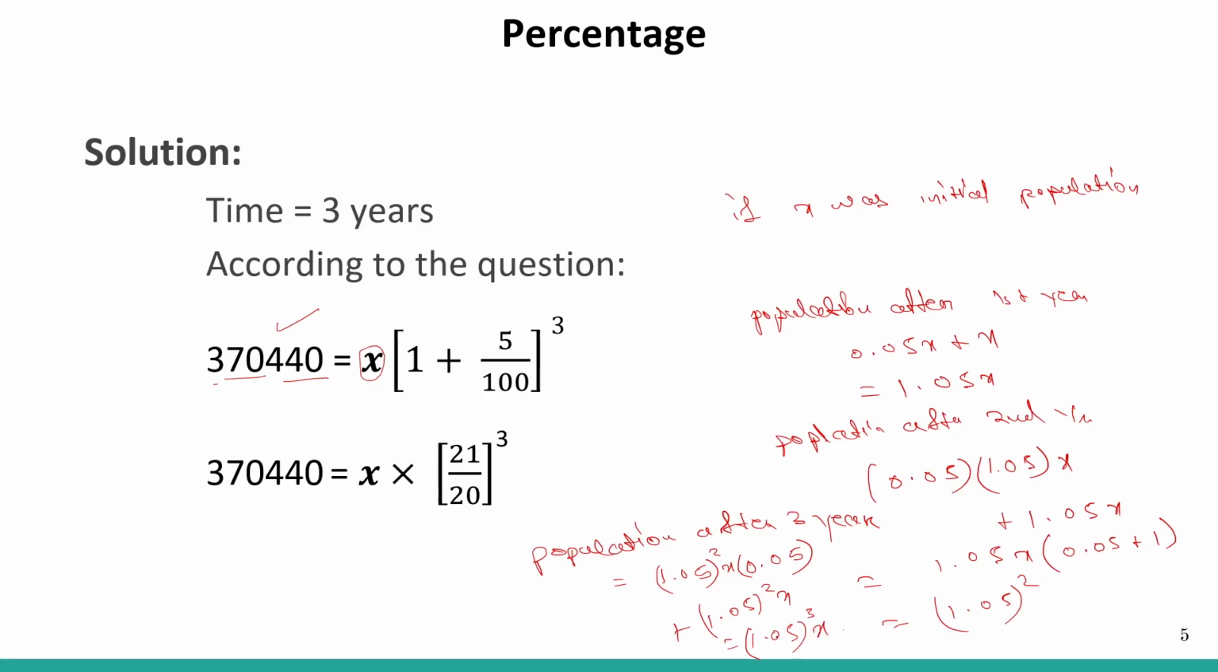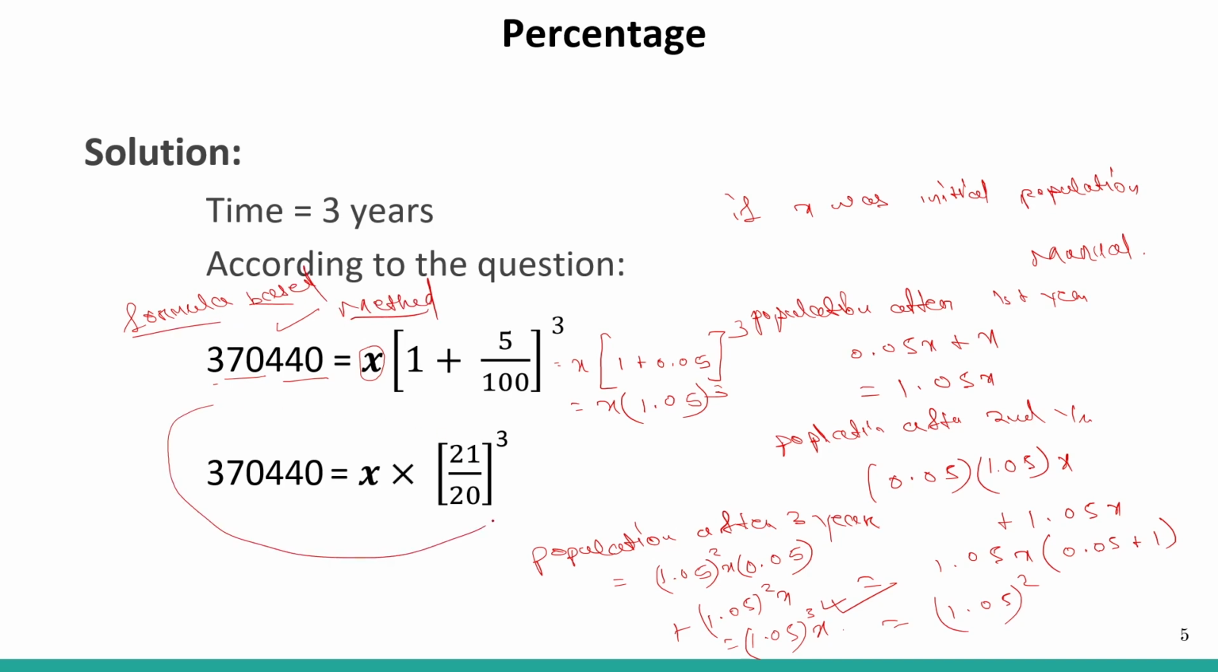Let's see what this is. If you convert this to decimal form, it is equal to X into (1 plus 0.05) whole cube, so that is equal to X into 1.05 whole cube. It is actually equal to this one. So these are two methods: this is the manual method and this is the formula based method. Using these two methods, we arrive at the same conclusion.